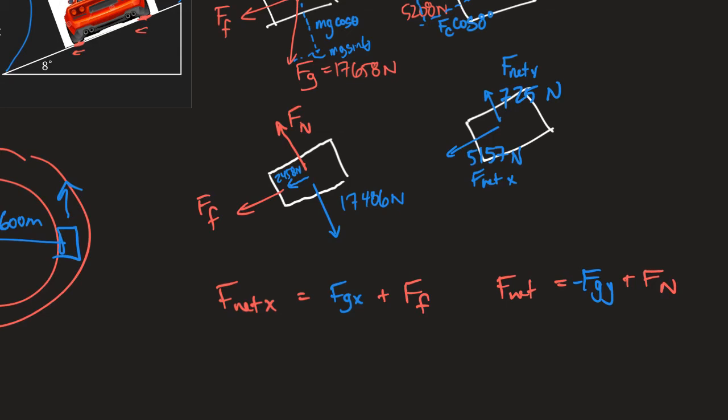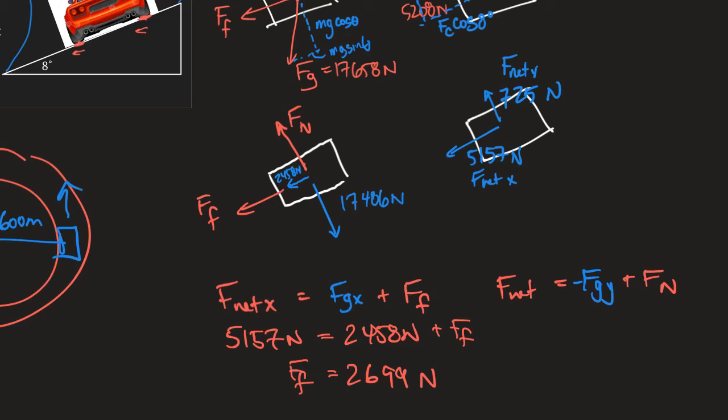Well, we know the F net in the x direction is 5157 newtons. We know the FG in the x direction is 2458. And we want to solve for the force of friction. All we need to do is subtract, and the force of friction comes out to 5157 minus 2458, 2699 newtons. There we go. So the force of friction, in order to keep the car on the road, needs to be that much, 2699 newtons, so about 2700 newtons.